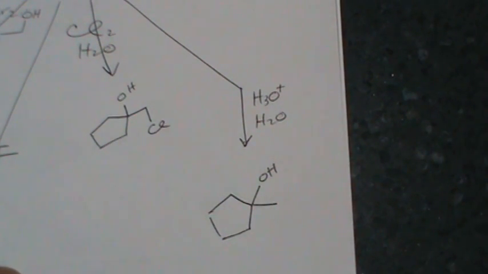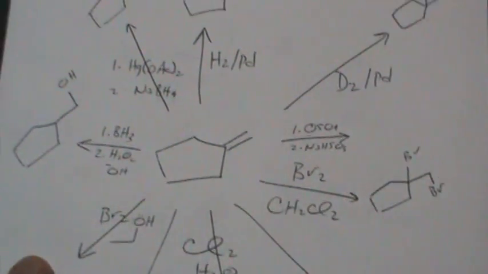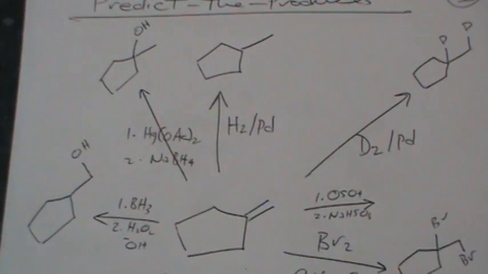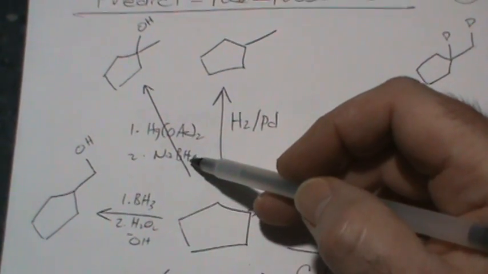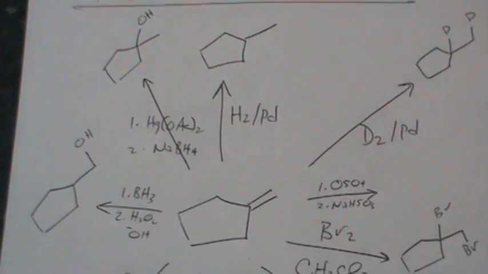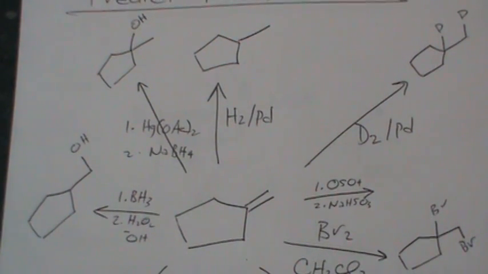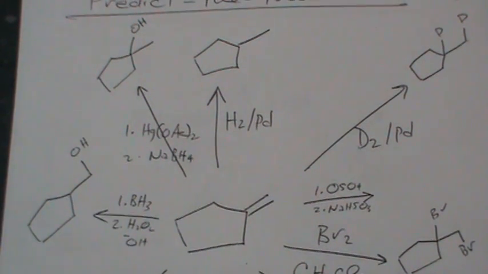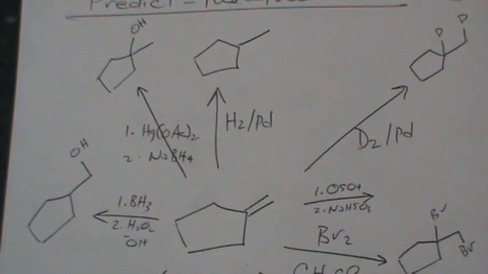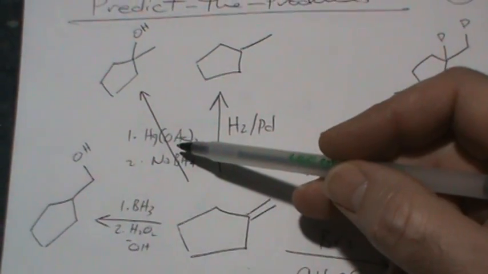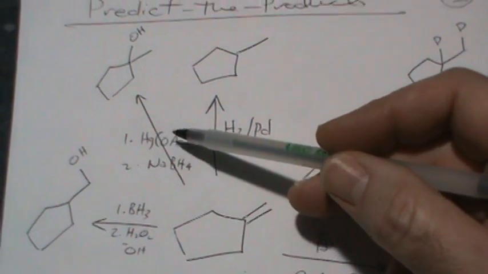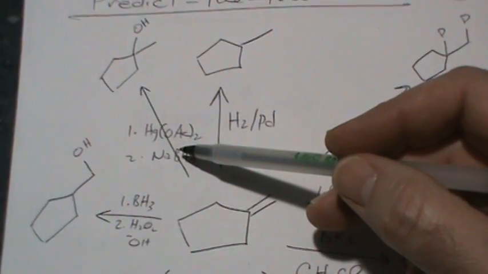If that product looks familiar, it should, because we saw it once earlier. Way up here, we had our oxymercuration reduction sequence. It gave rise to the exact same product, and it should. They both give Markovnikov hydration products. The only difference is this reaction does not involve a carbocation, so there's no possibility for a carbocation rearrangement.